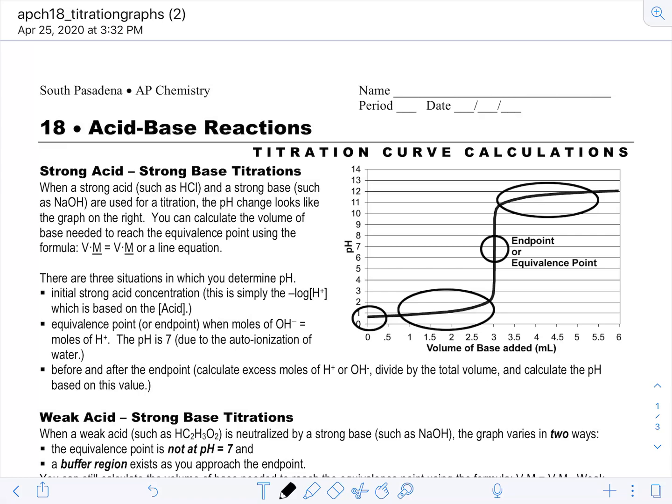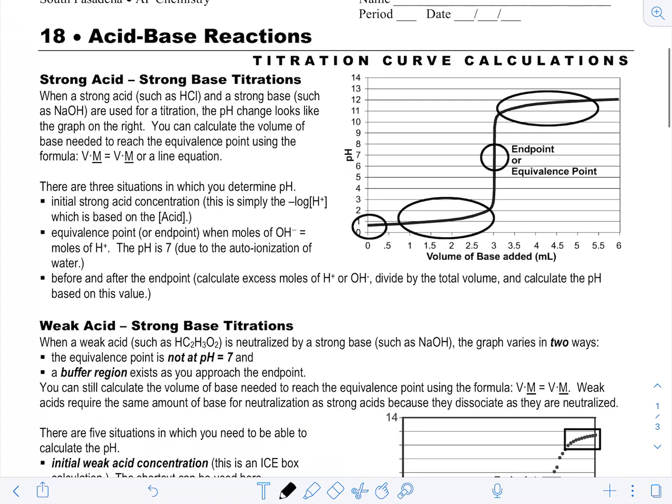Talk about titrations, and we actually have more than one type of titration, and you probably saw that with your simulation that you could have different things going on. Here is an example of a strong acid that's being titrated with a strong base.